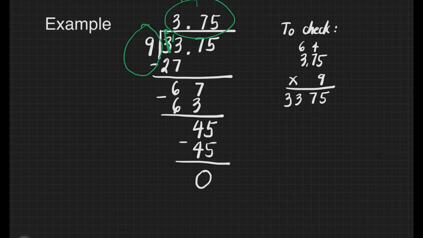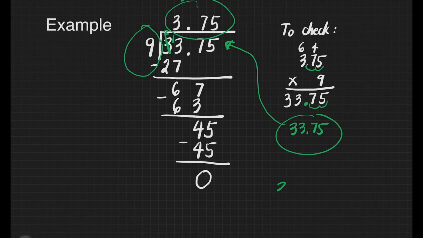We have two decimal places in the given, that's 1 and 2. It has to be reflected also in our answer. The product is 33 and 75 hundredths, which is equivalent to our given a while ago. And that makes our answer correct, which is 3 and 75 hundredths. And that's it.